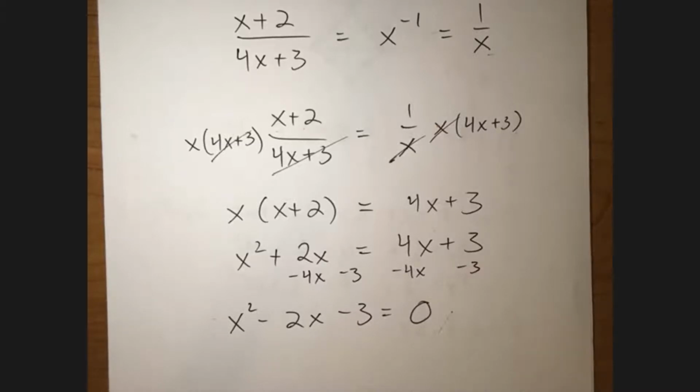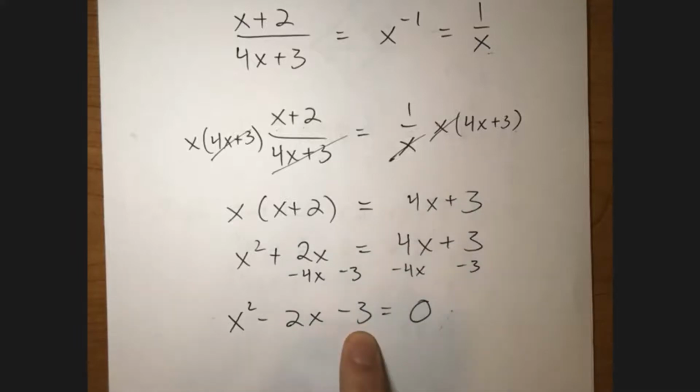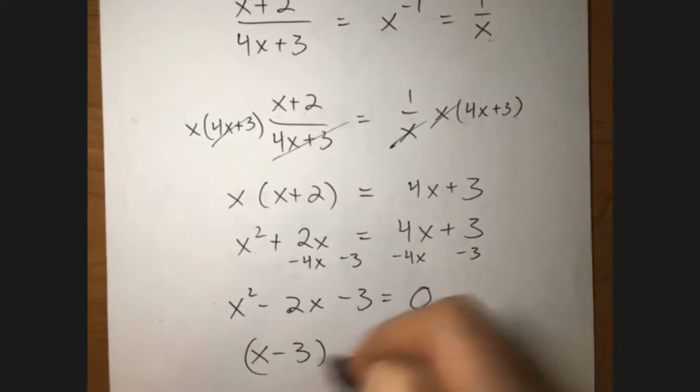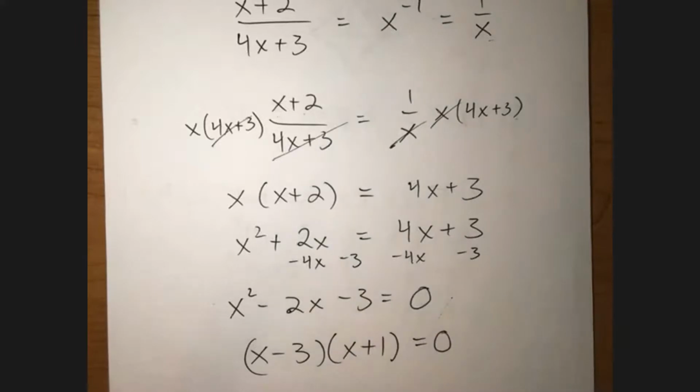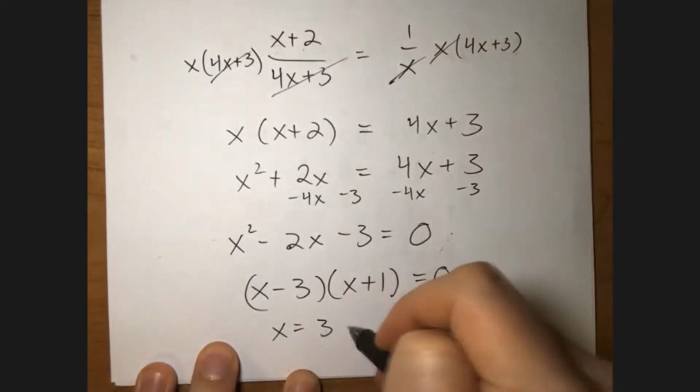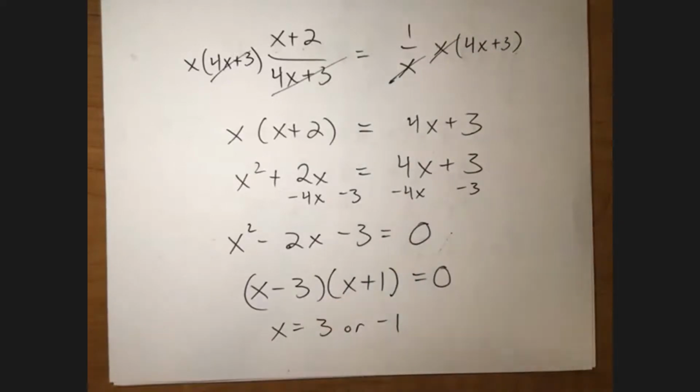So now I've got to factor this. I'm looking for two factors of negative 3 that add to negative 2. Let's see. How about negative 3 and positive 1? So I'm getting two solutions here. The thing that makes this 0 is x equals 3. The thing that makes this 0 is x equals negative 1. So I got two solutions. I've got to go back and check them.